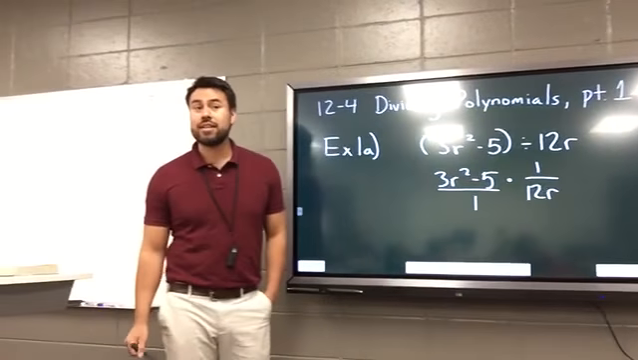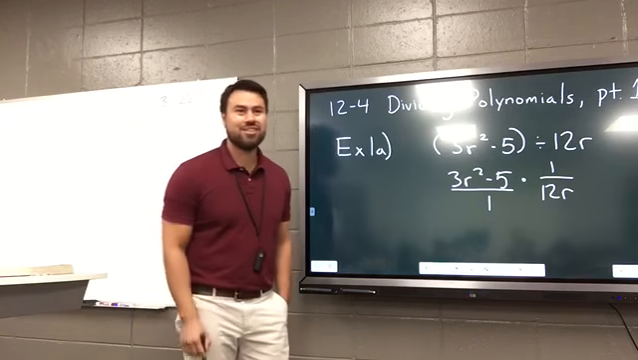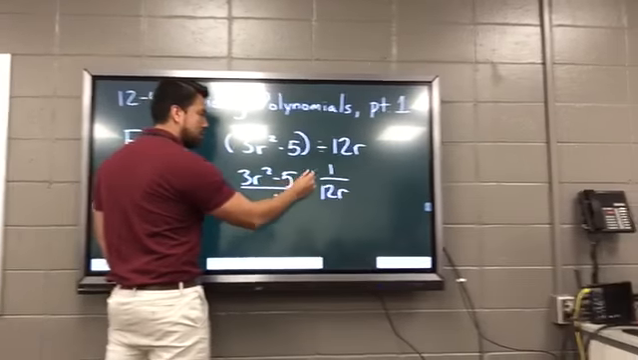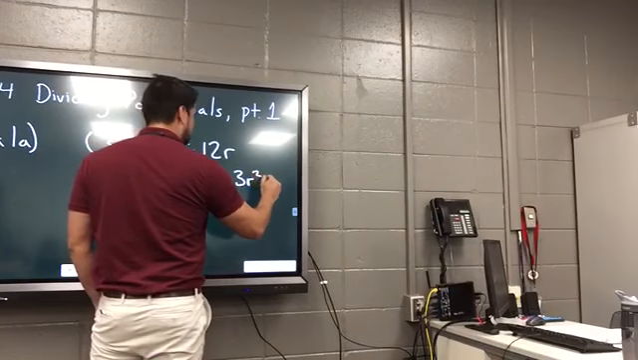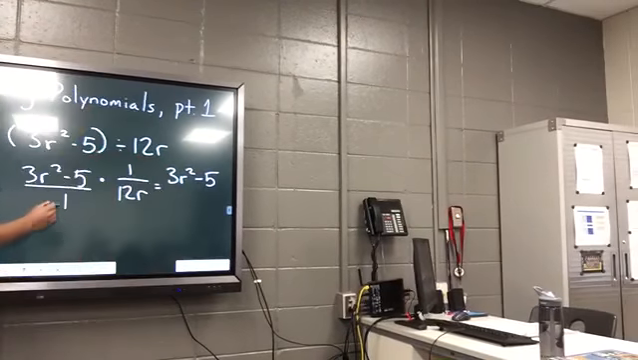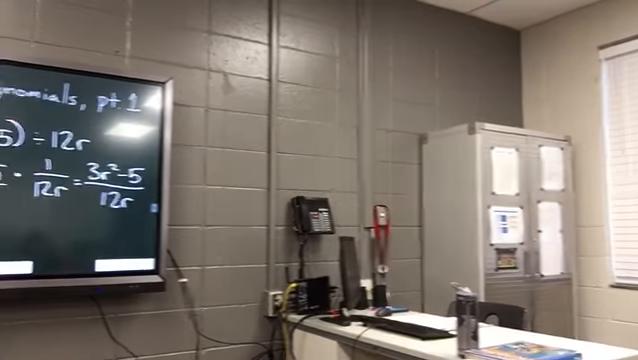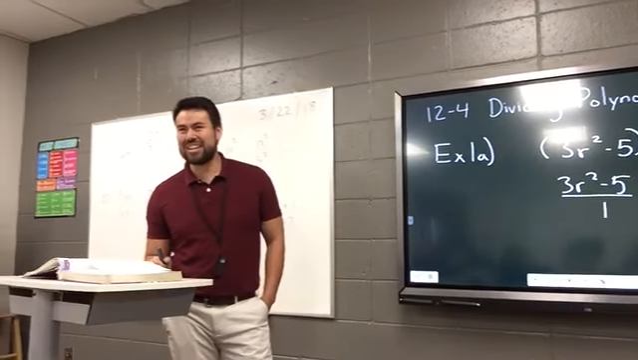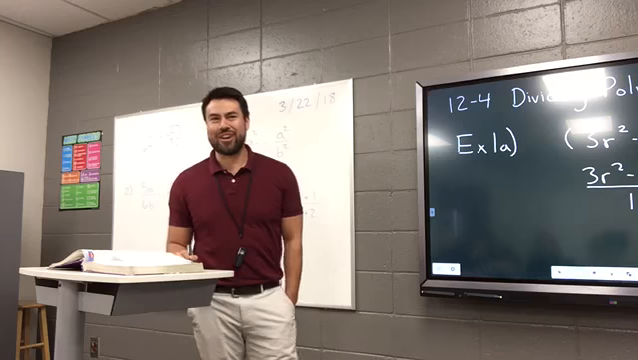Can we factor anything? Josh? You can put it together. Yep, you could do this numerator times 1. That's going to give me 3r squared minus 5. And then 1 times 12r is this 12r. Ta-da! We didn't do anything, did we? Do you think this is all we have to do? Rewrite it in a fraction.